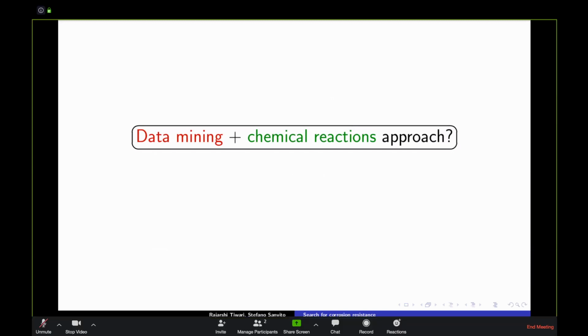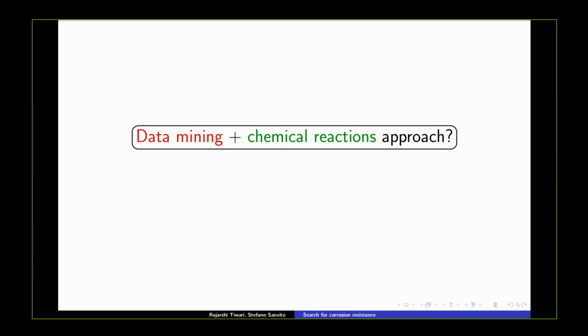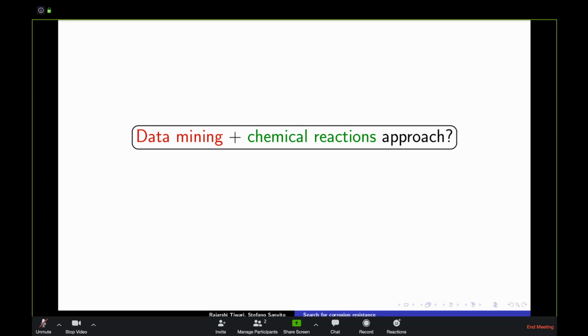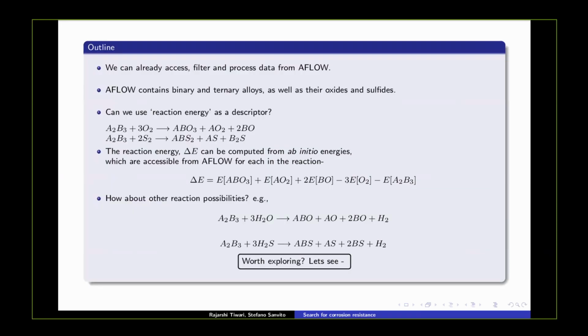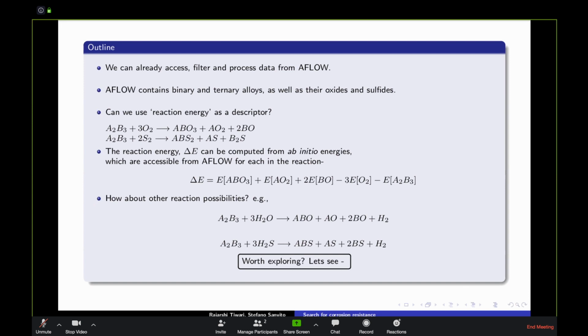We already have tools to access data, so why not choose a data mining plus chemical reaction approach? This is not going into the details of chemical reactions and kinetics. We're just looking at very simple energetics. Given that we already have access to download, filter, and process data from AFLOW, instead of looking at the density of states, why not look at the following data?